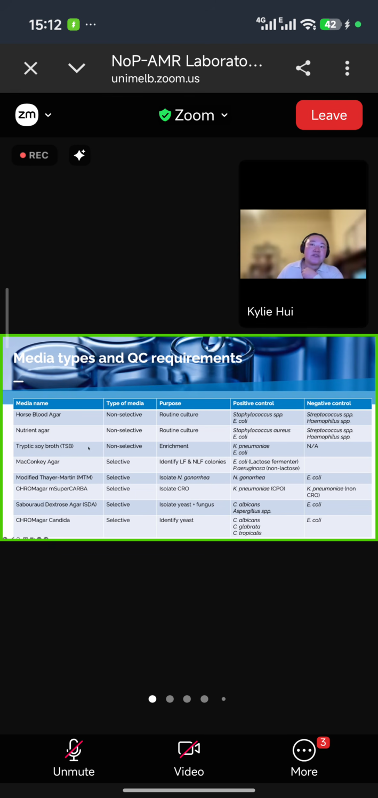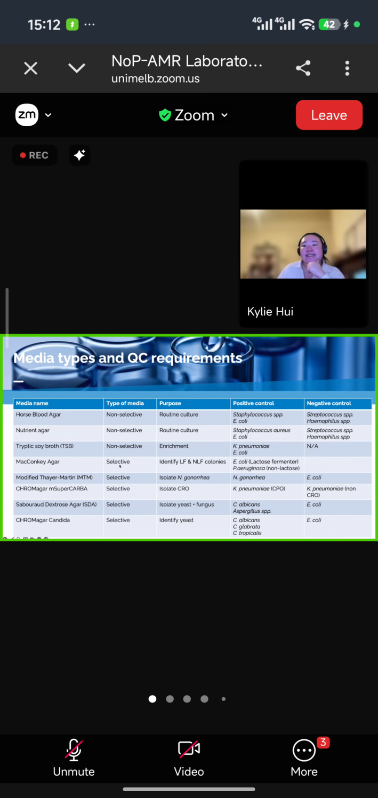The reason why I've chosen tryptic soy broth as an example is because some labs are using the modified SIM method, the MSIM, and that uses tryptic soy broth. So if I was in a lab that uses the MSIM method and we have tryptic soy broth, I would pick organisms that I would routinely use to do MSIM as my positive control, just to ensure that the organisms we're expected to put into this broth will grow in that medium.